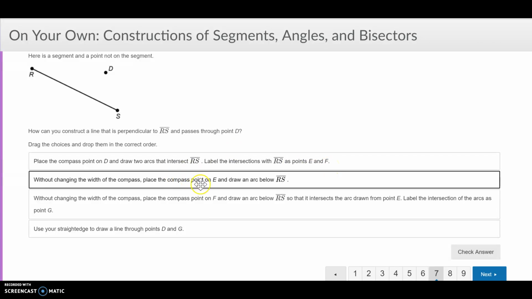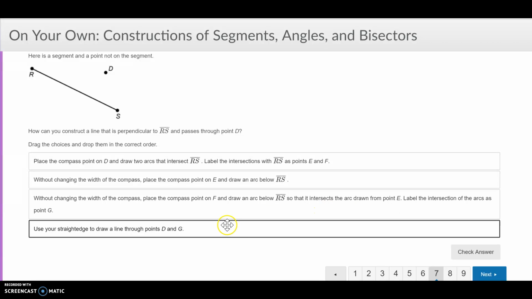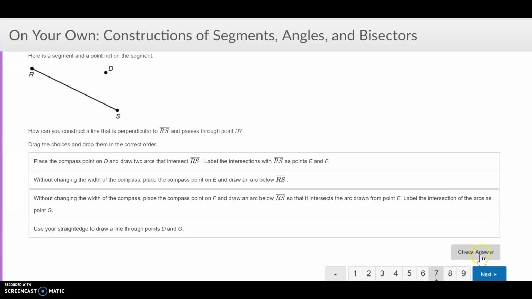Now, without changing the width of the compass, place the compass point on E and draw an arc below RS. And again, without changing the compass, now place it on the other intersection and draw an arc below RS so that it intersects your arc from point E. Label that intersection point G. Now use your straight edge to connect D and G.